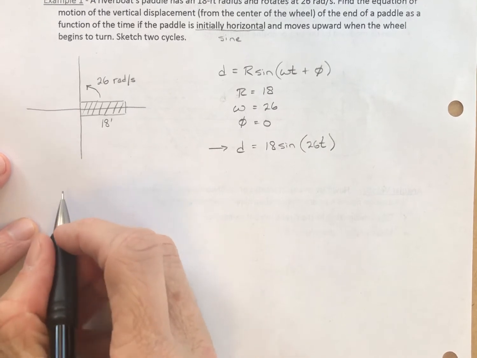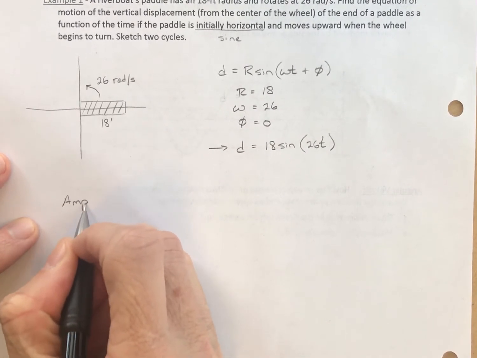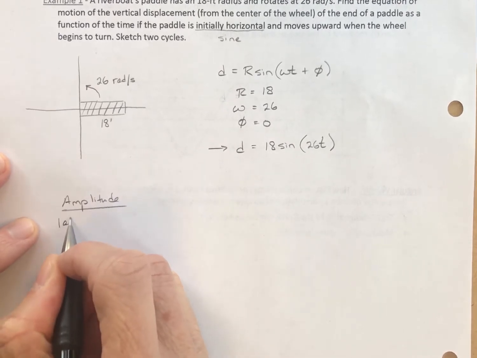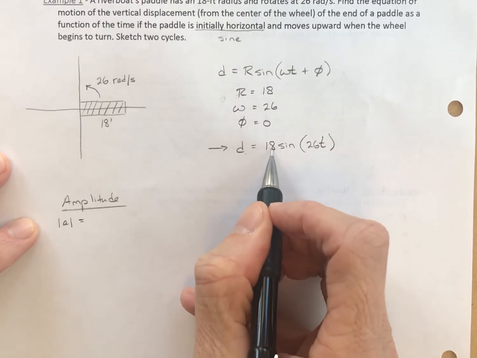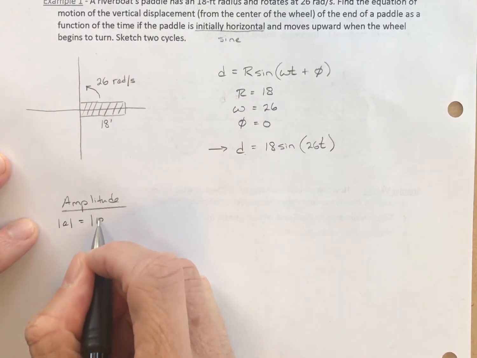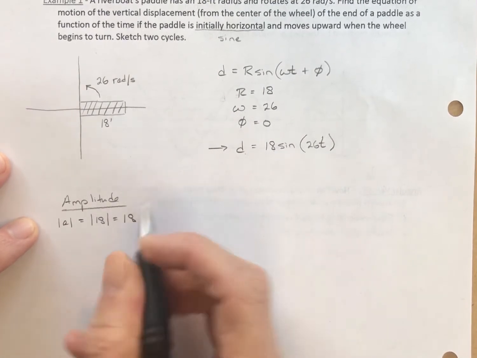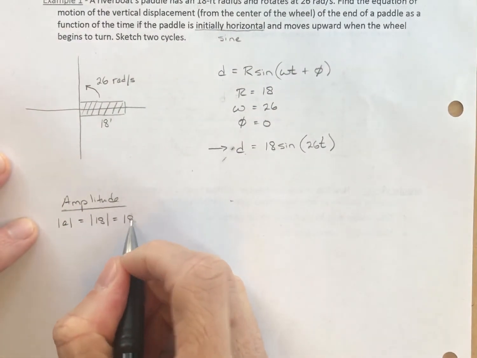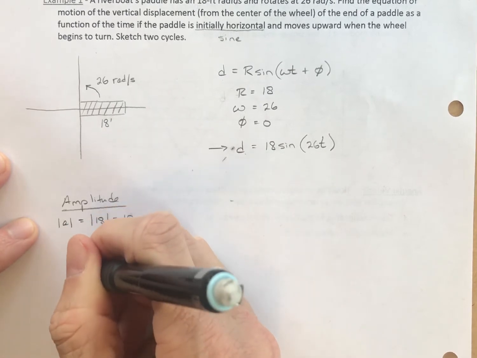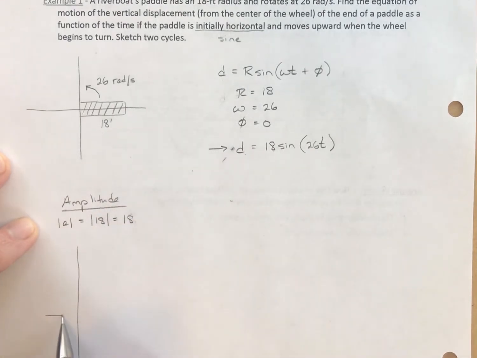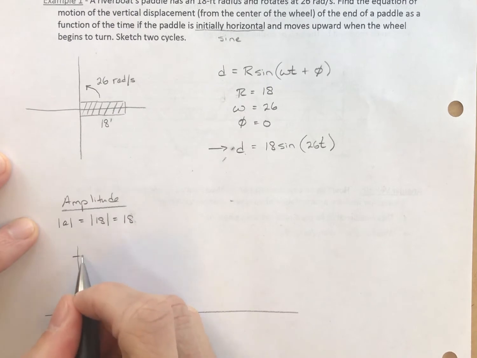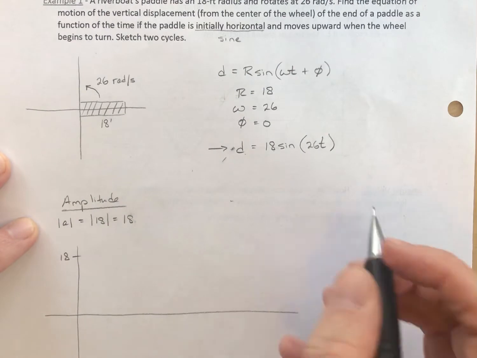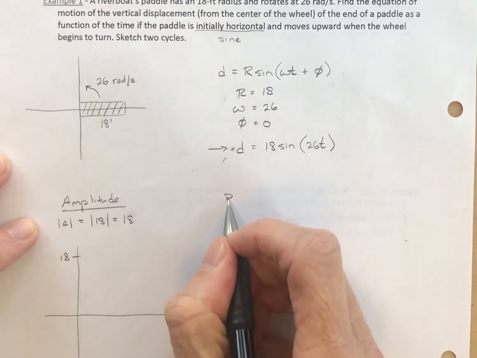In order to draw a picture, what is our amplitude? Well, the amplitude is equal to the absolute value of A. In our equation, A is 18, so it's the absolute value of 18, which is positive 18. So here's my picture. I'll go as high as 18 and as low as negative 18. That's the amplitude. What's my period?